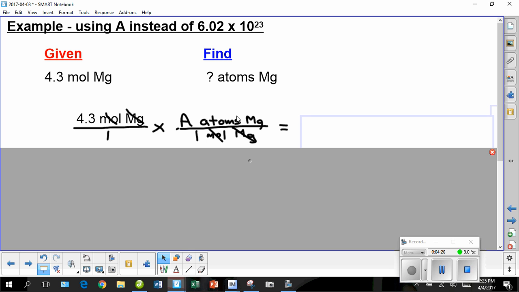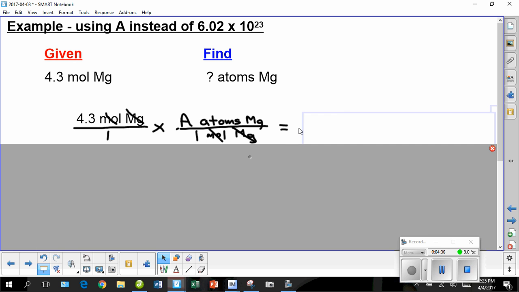Now, doesn't that set nicely? Doesn't that feel good? When I first did this, I thought, wow, that kind of makes my brain less irritated. And now, not the final number, but what this has set us up to do: we're multiplying 4.3 times the Avogadro number of atoms of magnesium.